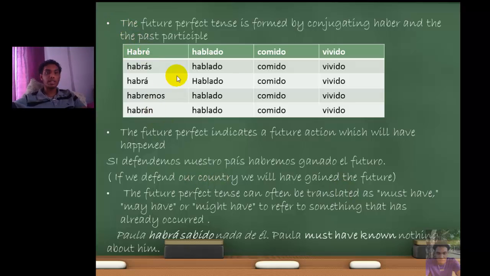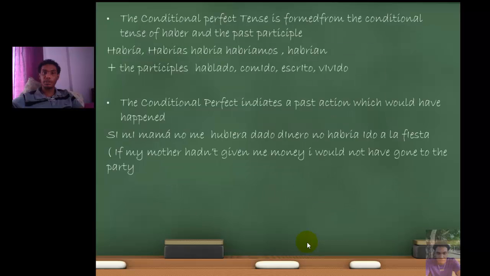The future perfect, it's the same thing. Form the future tense of haber and you add these, right? The future perfect tense can often be translated as must have, may have, or might have, right? So, por ejemplo, Paula habrá sabido nada de él, right? Paula must have known nothing about him, right?